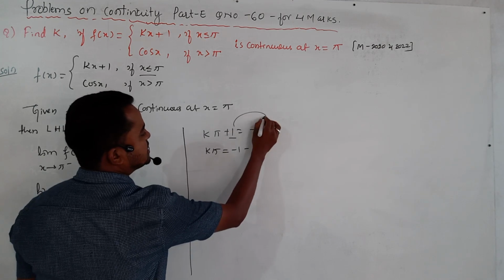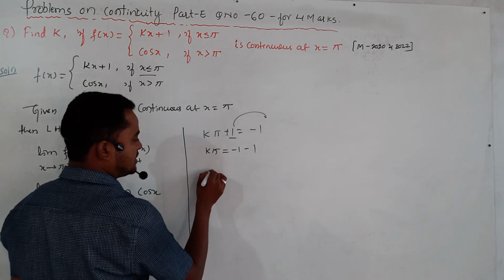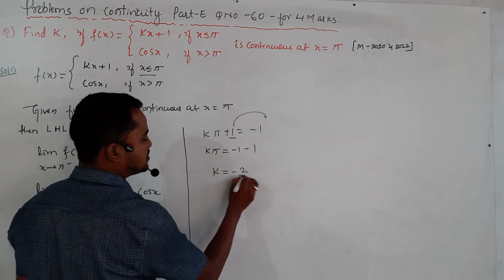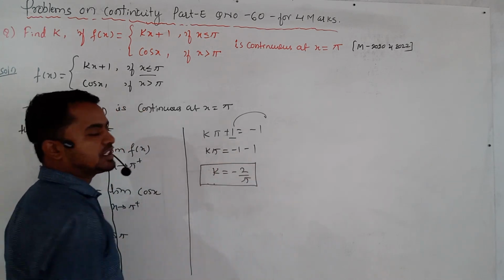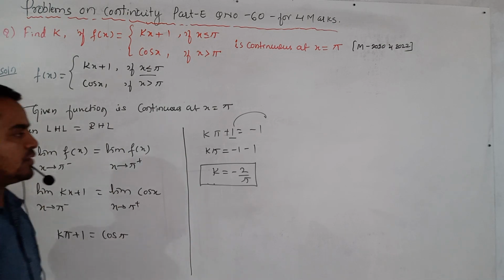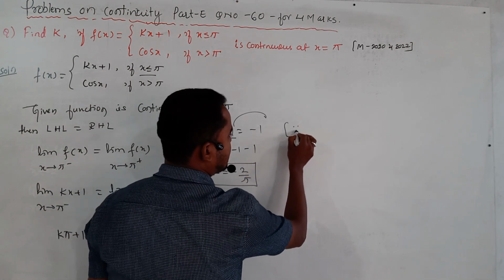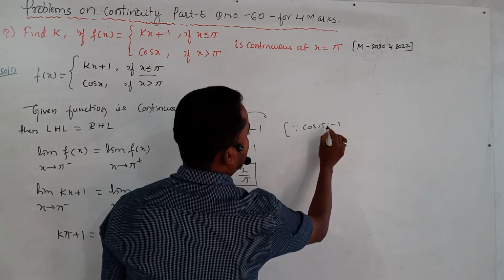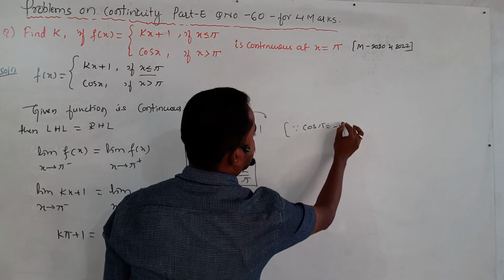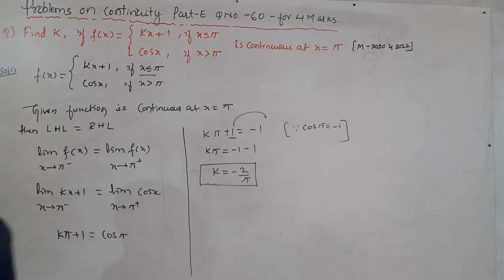This plus 1 goes to this side, it will become minus 1, so k pi is equal to minus 2, then k is equal to minus 2 by pi. The value of k is minus 2 by pi, because cos pi is minus 1. The value of cos pi is minus 1.